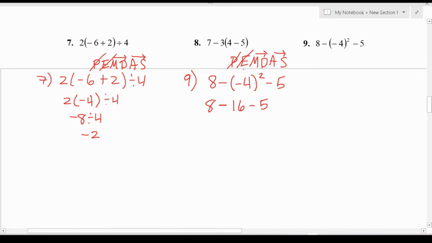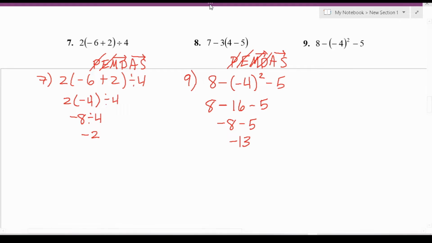Now we're looking for multiplication and division from left to right. As we can see, there are none. That said, we have subtraction. And again, we work from left to right as we solve these. So we're going to do 8 minus 16 first, and then we'll take away 5 from that result. 8 minus 16 is going to be -8. Of course, that's minus 5. -8 minus 5 is -13. Okay, so that was that one.